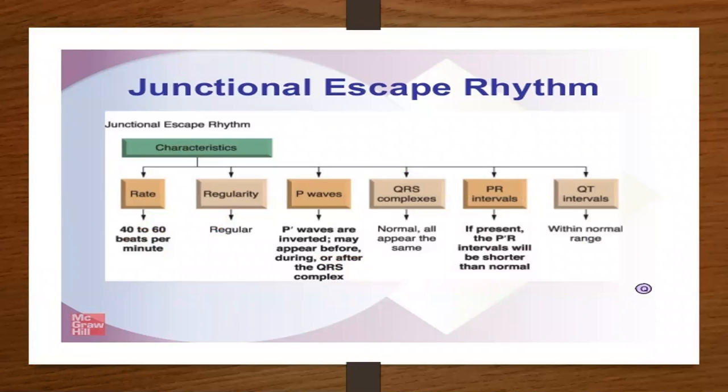The characteristics of your junctional escape rhythm. Your rate's going to be 40 to 60 beats per minute. The regularity is regular. Your P wave may be inverted, appear during or after your QRS. The QRS is going to be normal, and your PR intervals, if they are present, will be shorter than normal, and your QT interval will be within the normal range.